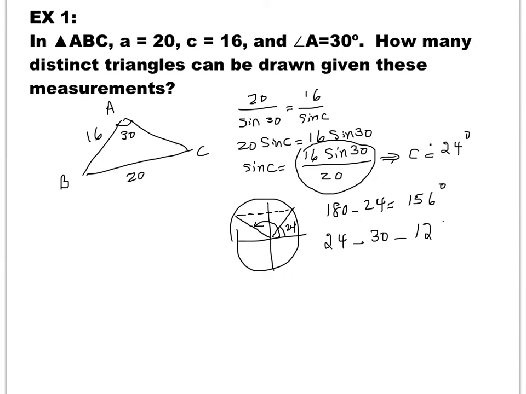The other scenario is that instead of having angle C be 24 degrees, we can have angle C be 156, angle A is 30, and you can see automatically that the sum of these two angles is more than 180, so this is not possible. So this was the ambiguous case, an example where we had two solutions for C, 24 and 156, and then we decided the only possible solution is C is 24.